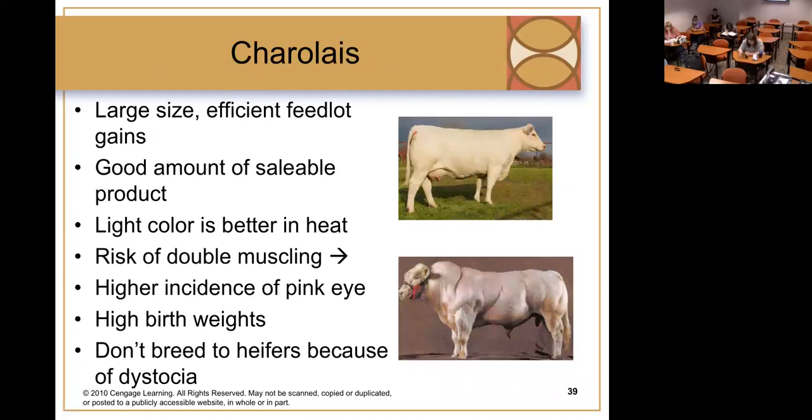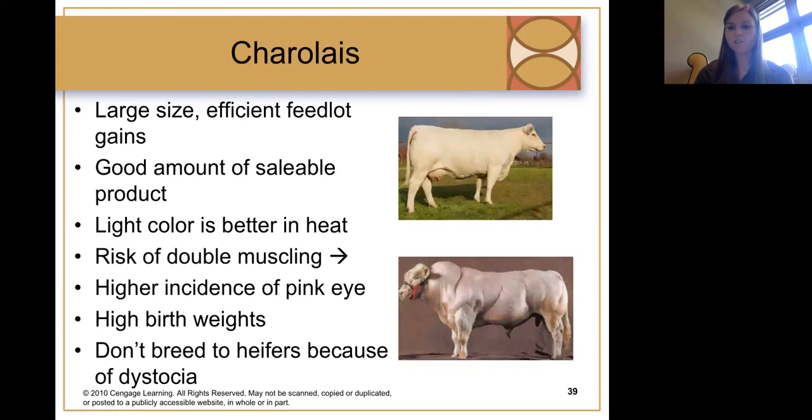They have a little bit larger size because they're a continental breed. They have efficient feedlot gains and a good amount of saleable product. So again, they'll have lots of meat product, but it may not be quite at the quality level of Angus or some of the British breeds. The light color, because most of them are white, is better in heat. They don't get as hot as black Angus might.